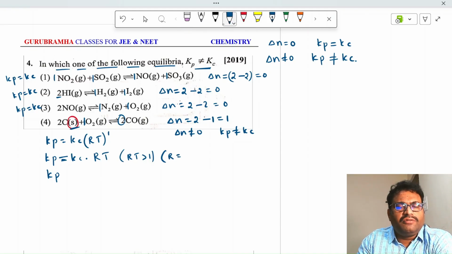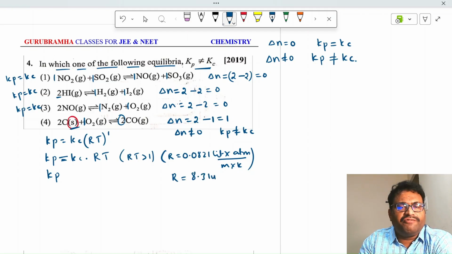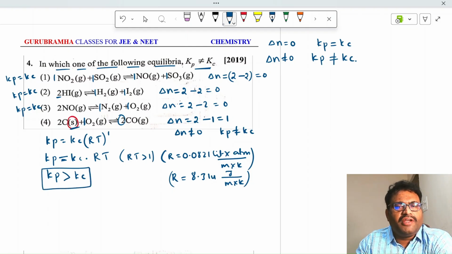R is equal to different R values. If you take 0.0821 liter atmosphere per mole per Kelvin, or if you take R is equal to 8.314 joule per mole per Kelvin, whatever values you take, RT generally will be greater, and Kp will always be greater than Kc here.